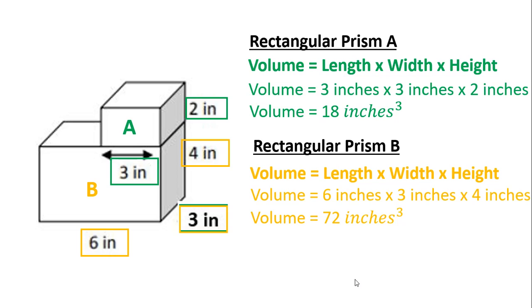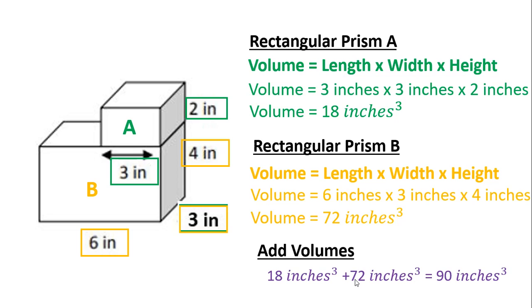Now we can add the volume of each rectangular prism. 18 inches cubed plus 72 inches cubed is 90 inches cubed. So the volume of this composite figure is 90 inches cubed.